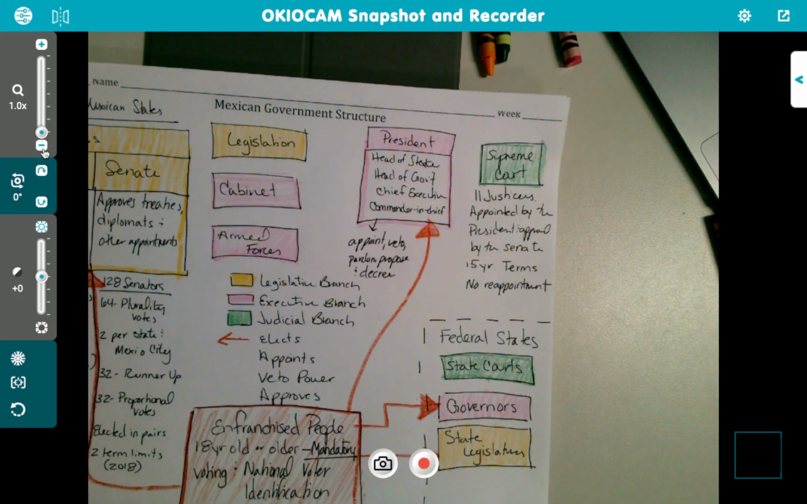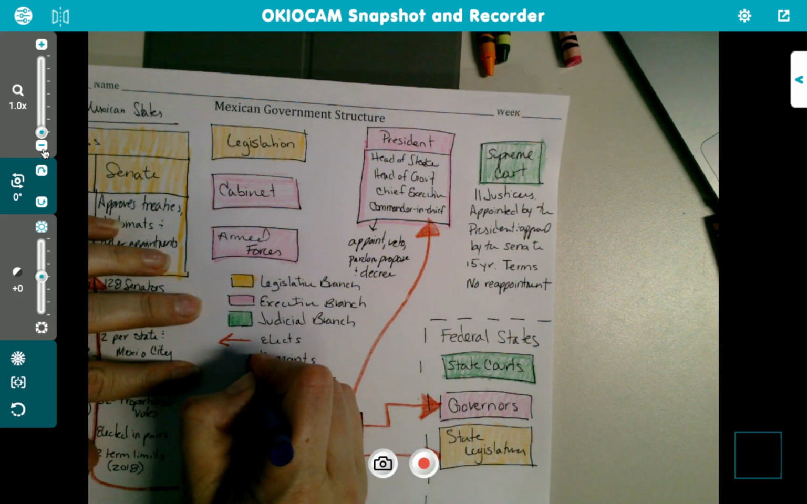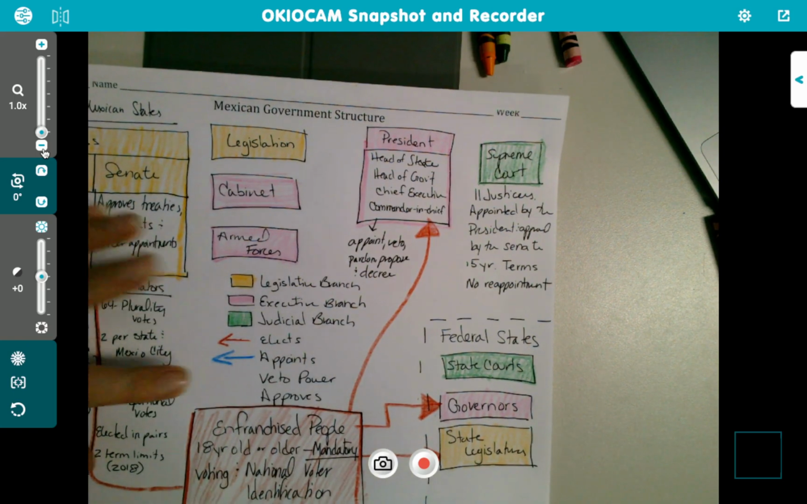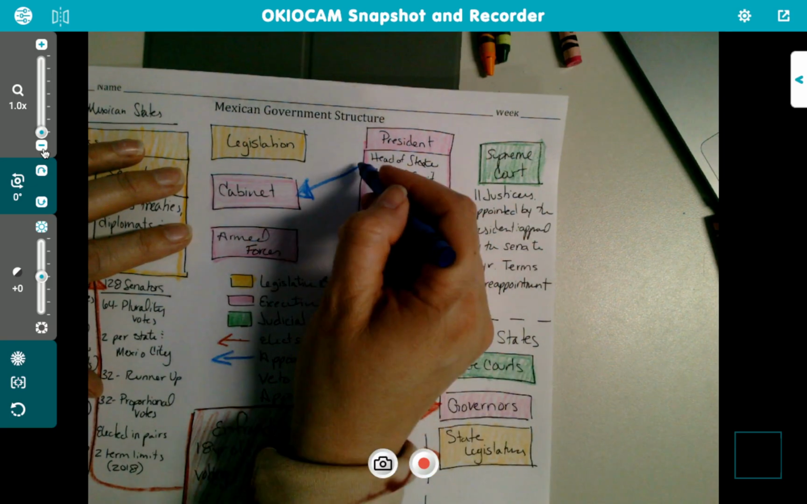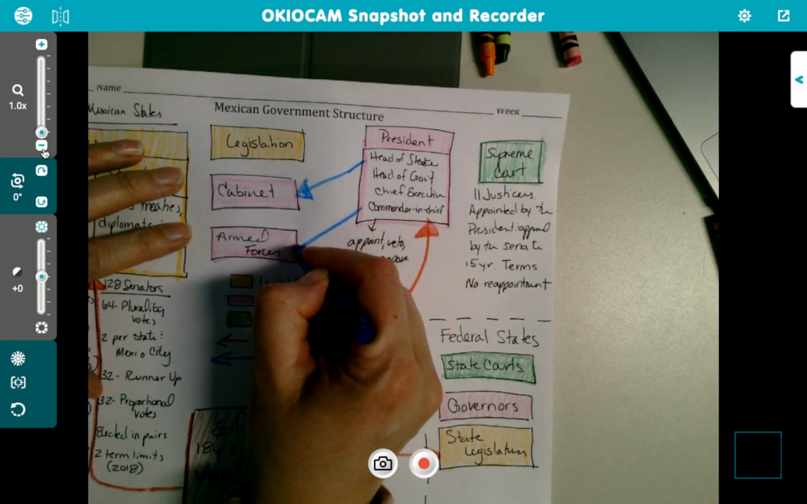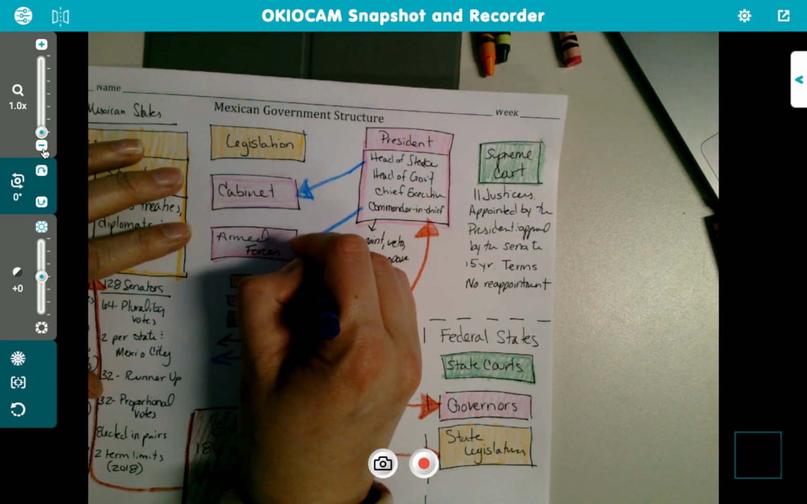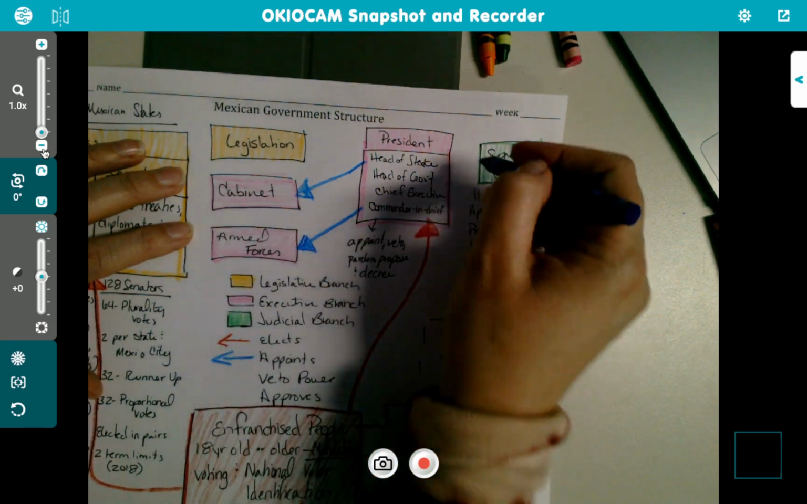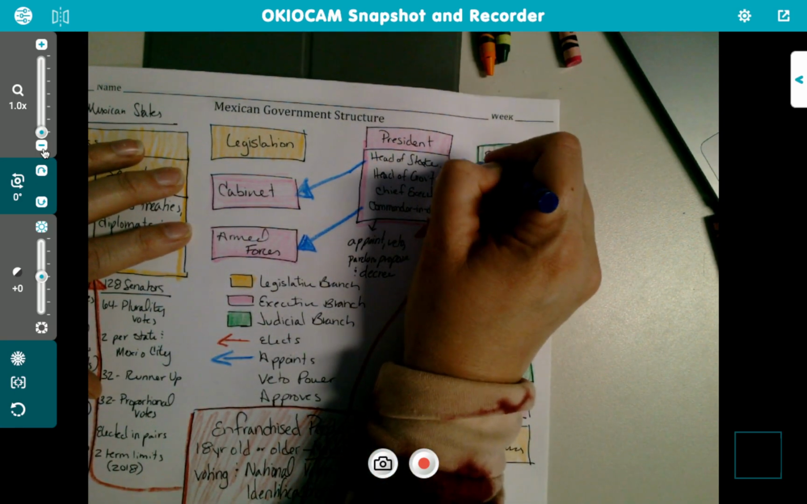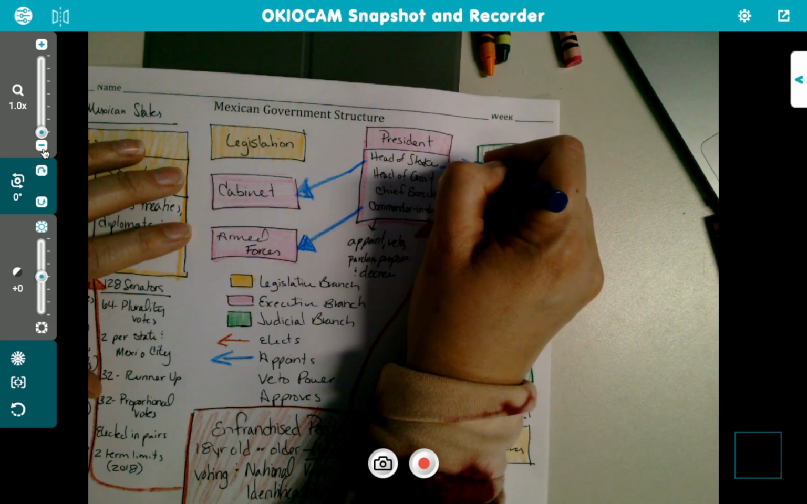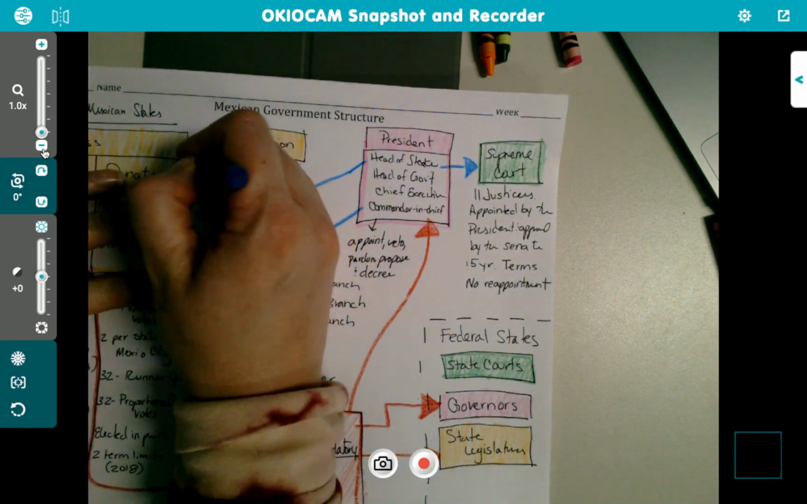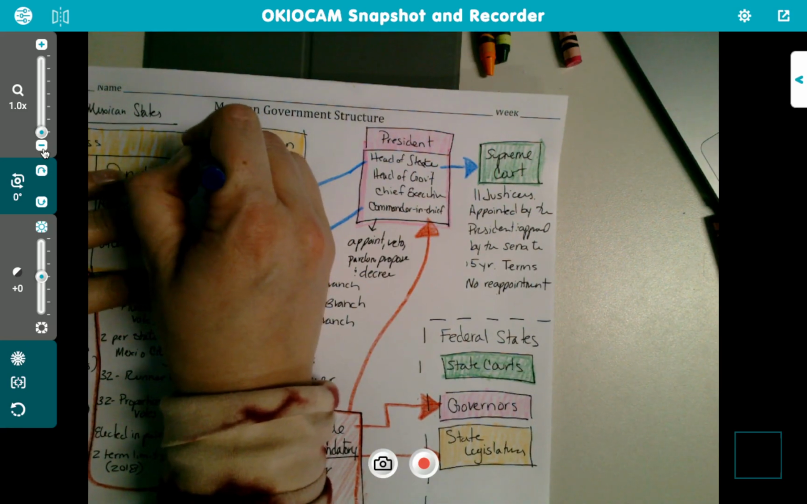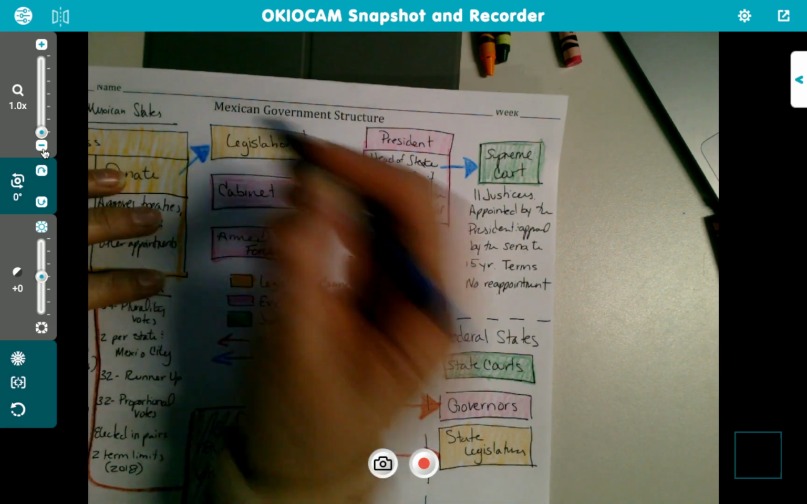Appoints, for me, is going to be this pretty blue color. Appoints. The president gets to appoint his cabinet. The president gets to appoint the armed force leaders. And he gets to, or she, but it's only been a he, gets to appoint the Supreme Court. Congress does get to appoint legislation, which means they get to submit it.